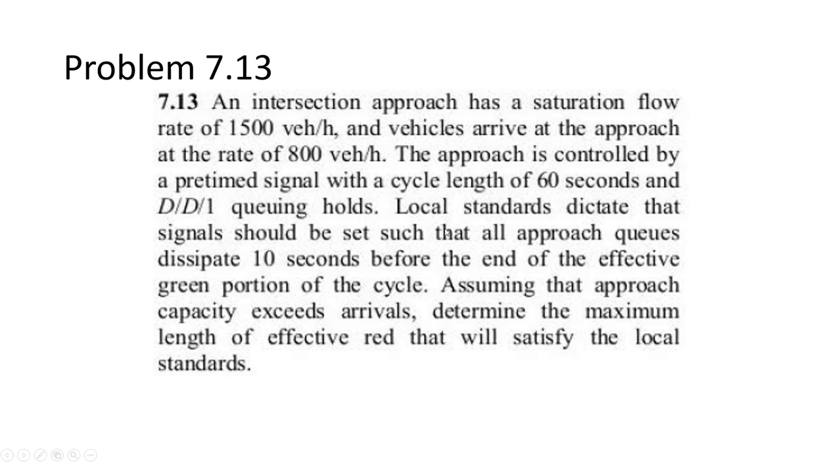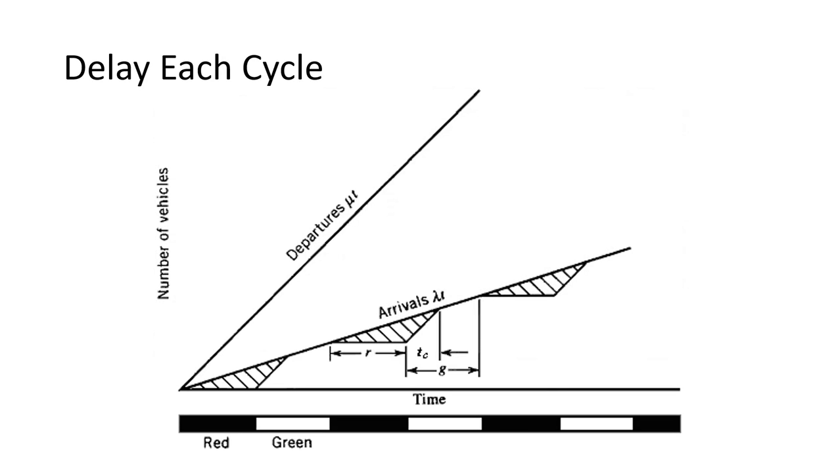And they said that, by local standards, you have to set the timing so that that queue dissipates 10 seconds before the end of the effective green portion of the cycle. And so assuming that approach capacity exceeds arrivals, determine the maximum length of effective red that will satisfy the local conditions. This is a different way to look at signal timing: how do you time your signal so that you've got 10 seconds at the end of every cycle where the queue has dissipated before it goes red again? And how do you balance that red and green time?